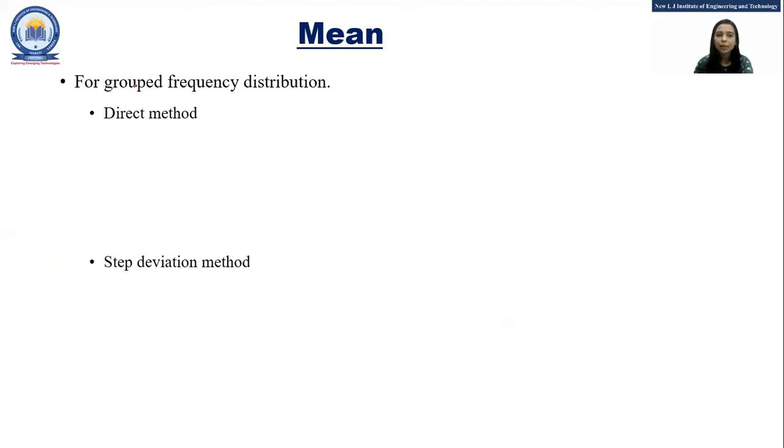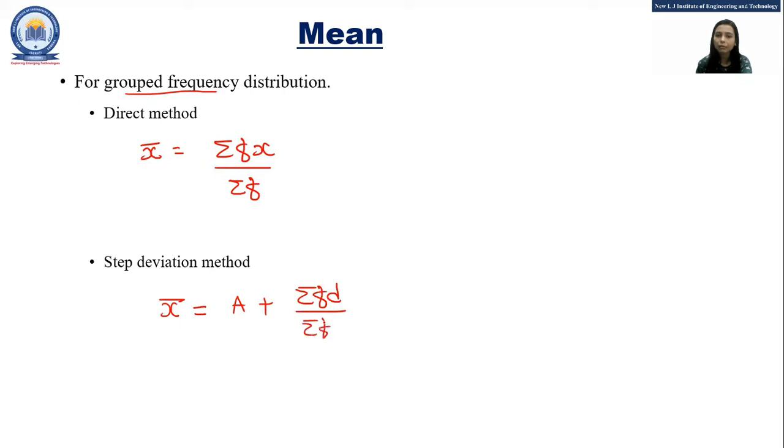Now let's understand the mean for the grouped frequency distribution. That is nothing but the continuous series. The first method is the direct method to calculate the mean, that is x bar is equal to sigma fx upon sigma f. This is the same formula that we discussed for the discrete series. Next is the step deviation method. In that case, x bar is equal to a plus sigma fd upon sigma f into h. So this is the method for calculating the mean.